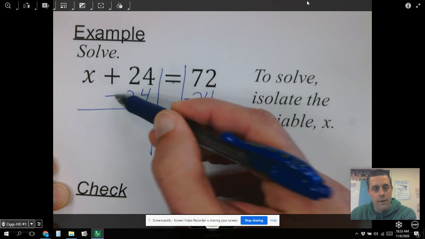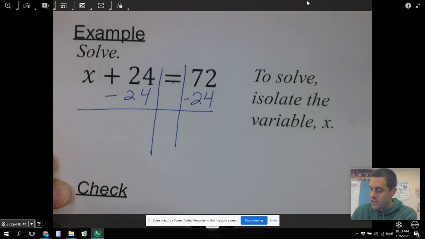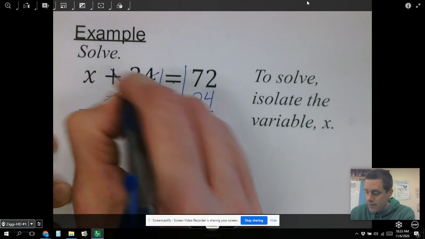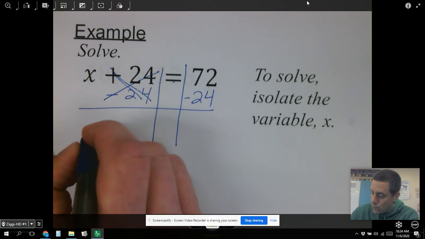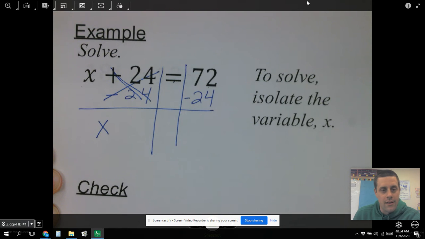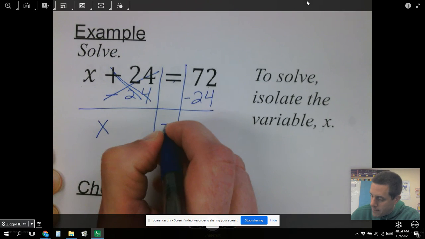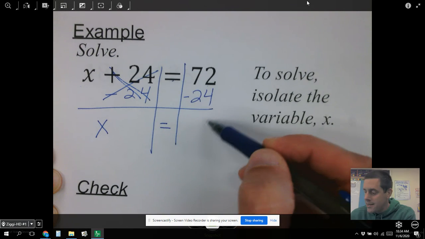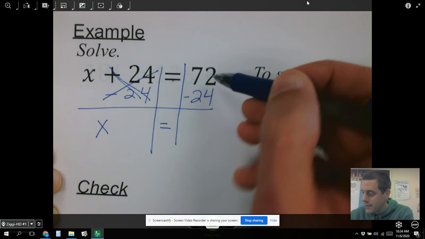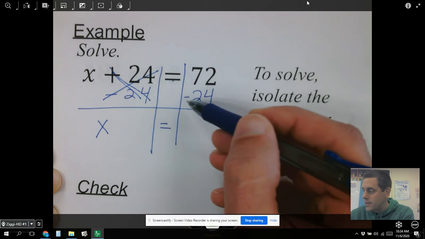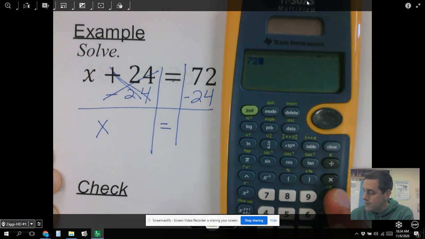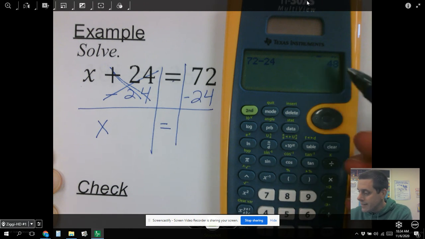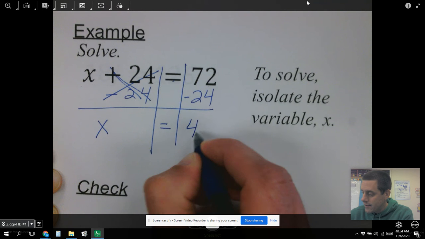Because plus 24 and minus 24 are inverses of each other, they work out to 0, and anything plus 0 is itself. So we are left with just x on the left side of the equation. I'm going to drop my equal sign, and now on the right side of the equation I had 72, and we subtracted 24 to keep our equation balanced. Let's actually perform that calculation. 72 minus 24 gives us a value of 48.